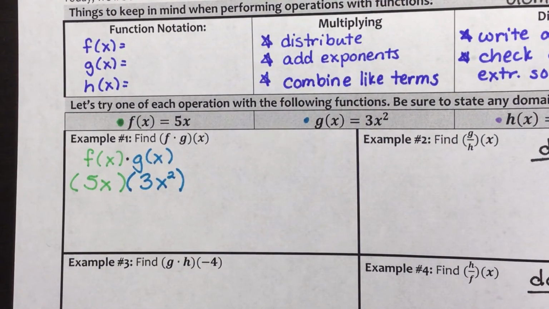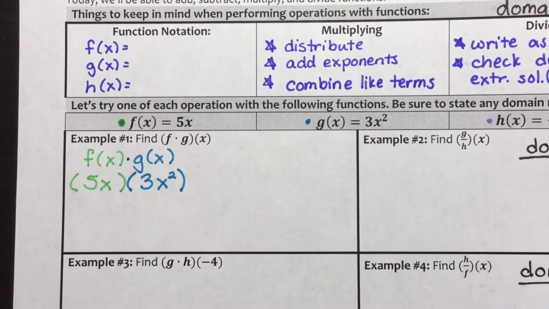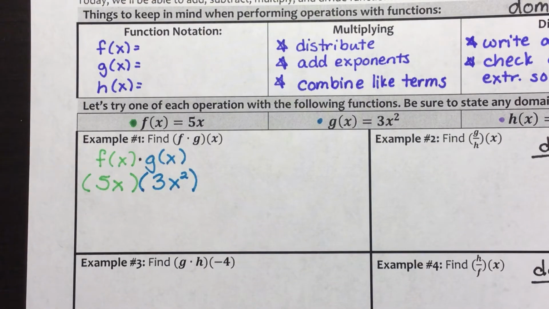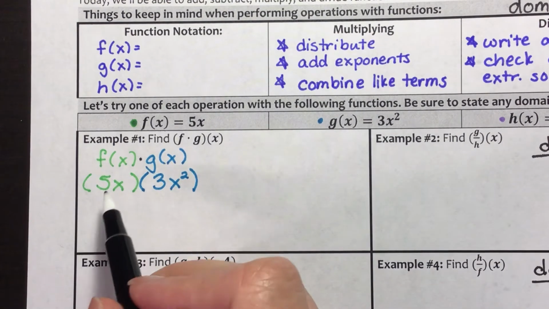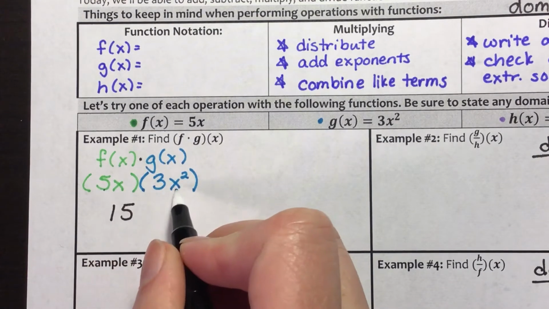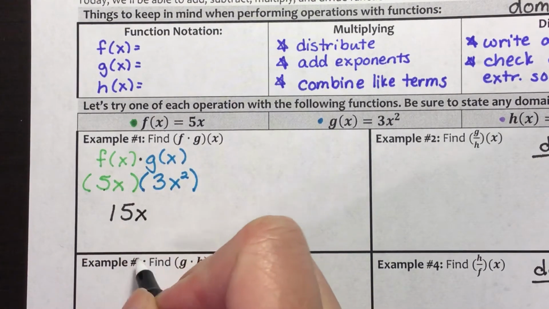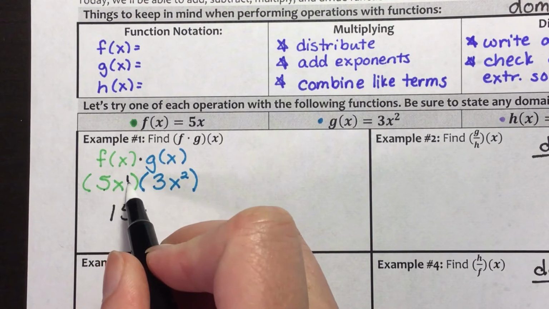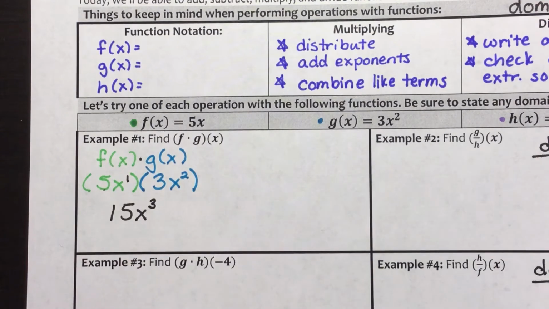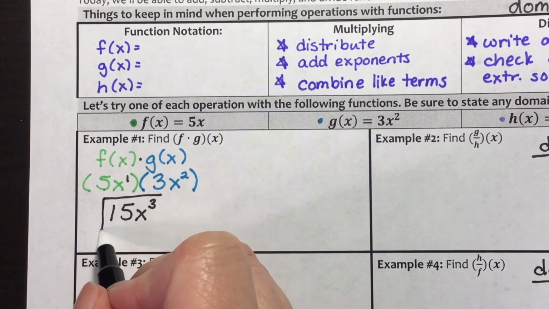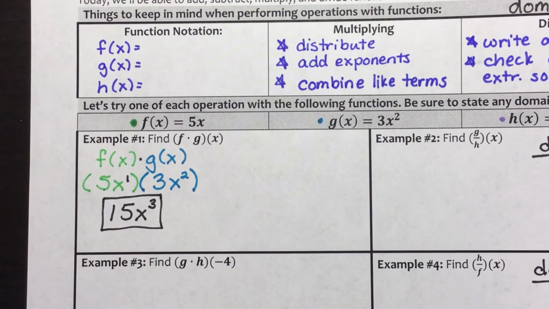1 times 1 is 1, so we are only going to get one term as we multiply this out. So 5x times 3x squared, we're going to multiply 5 times 3 is 15. And then x times x squared, we're going to have x to the, remember that this little x has an invisible exponent of 1, so 1 plus 2 is 3. So f times g of x is 15x cubed.